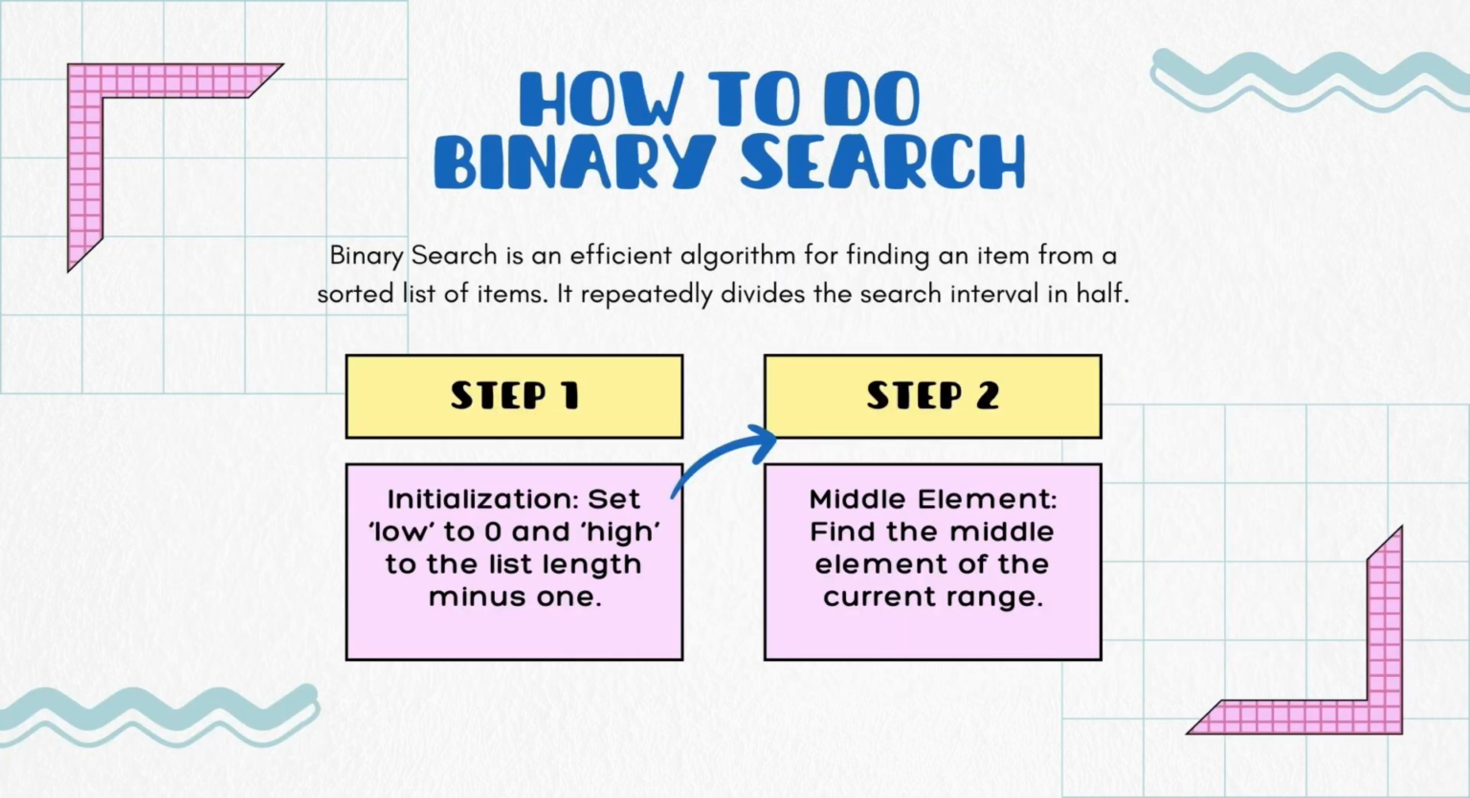So I will explain how to do binary search. Binary search is an efficient algorithm for finding an item from a sorted list of items. It repeatedly divides the search interval in half. First step, initialization. Set low to 0 and high to the list length minus 1. Second step, middle element.